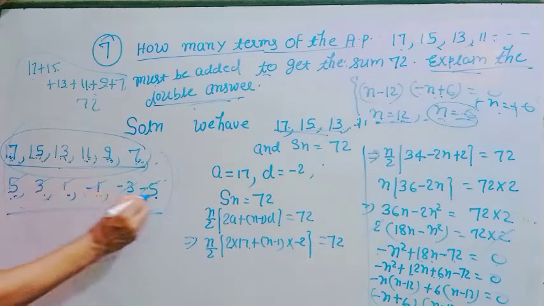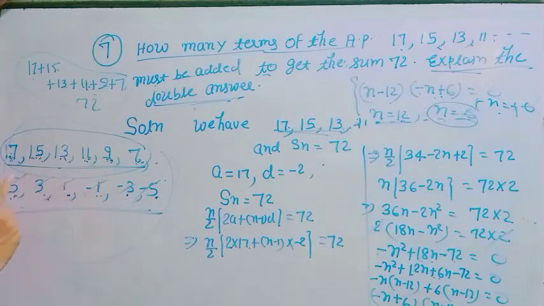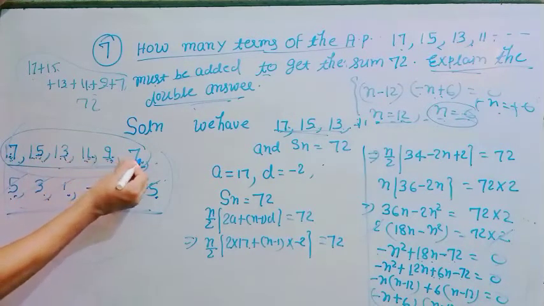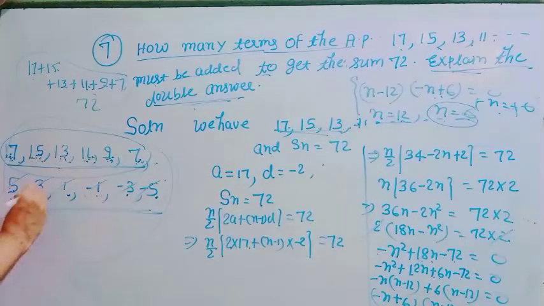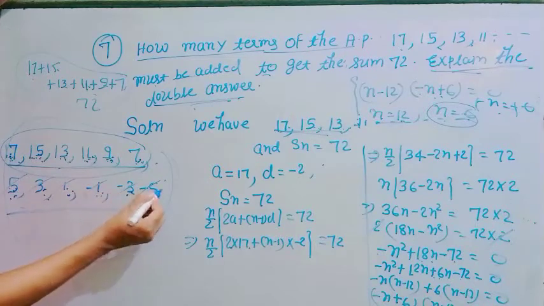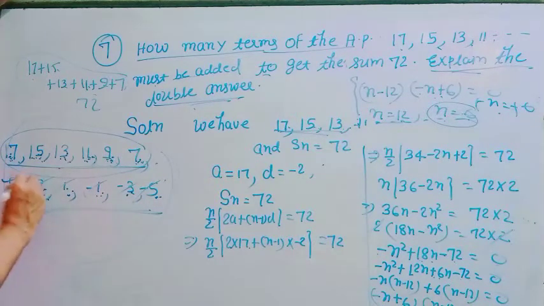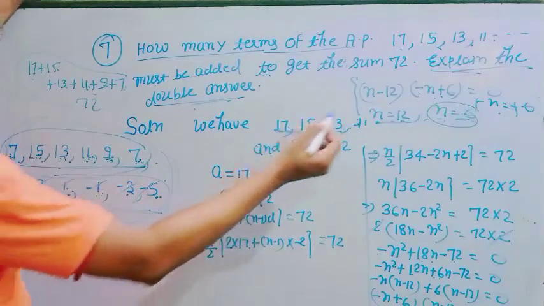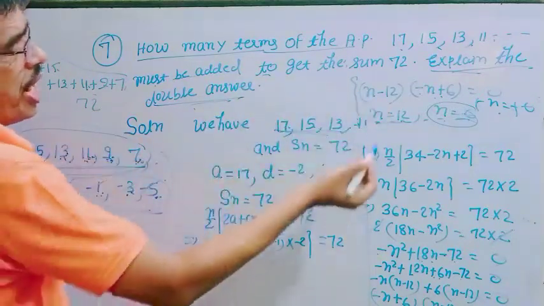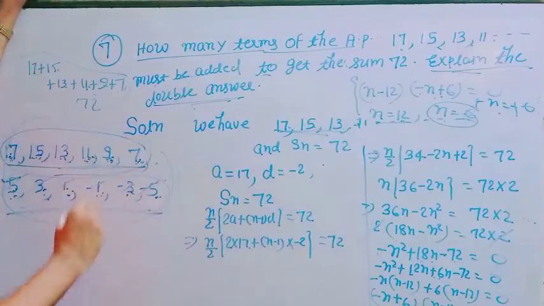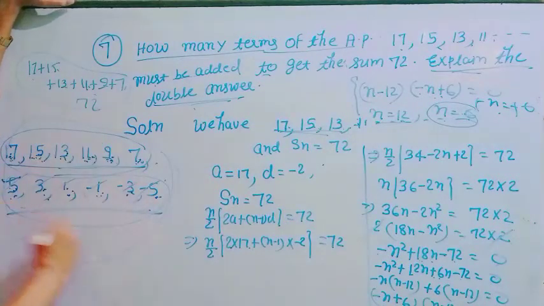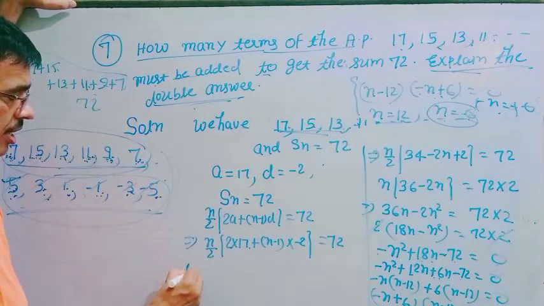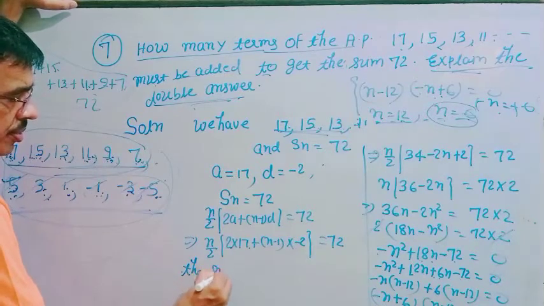From the 7th to the 12th term the sum must be 0. Because the first term, second term, third term, fourth term, fifth term, sixth term, and 7th term, 8th term, 9th term, 10th term, 11th term, 12th term. That means from 7th to 12th term the sum must be 0. Then when we add 12 terms, the answer is 72, and when we add 6 terms, the answer is also 72.